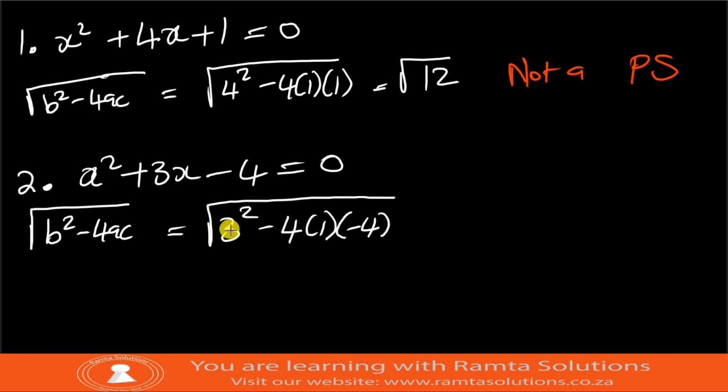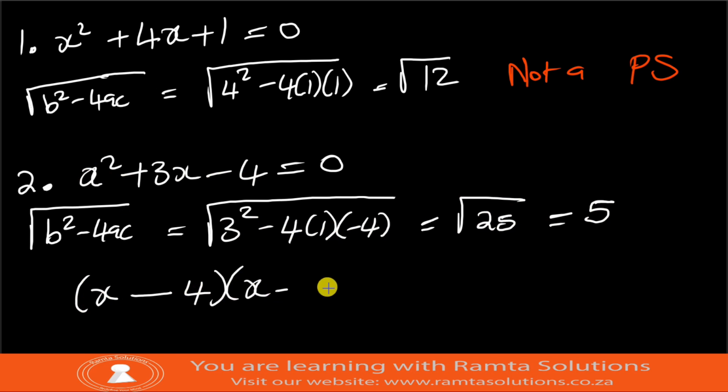So let's see. 3 squared, which is 9. 9 minus 4 times 1 times negative 4. This is 9 plus 16. This will return 25. As you can see, this is a perfect square, right? 25 is a perfect square, and I'm able to find the square root of 25, which is 5. So I can solve this using the bracket method, where I say x minus 4, x minus 1 equals 0. But because the bigger factor is positive, this one must be positive.